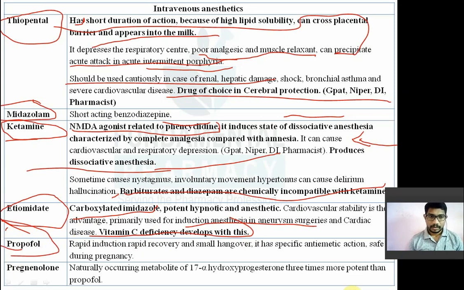Next one is propofol. It has rapid induction and rapid recovery, a small hangover, and a specific anti-emetic action. It is safe during pregnancy. Propofol is safe during pregnancy. It cannot cross the placental barrier. It will not depress the respiration of the fetus like thiopentone. Thiopentone can cross it. It also has an anti-emetic action.